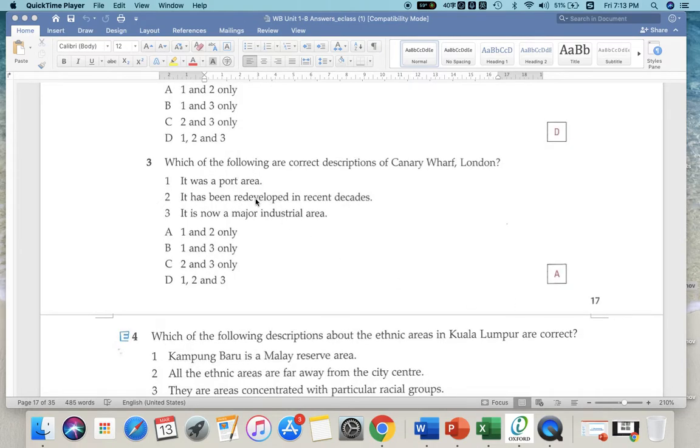And number 3, which of the following are correct descriptions of Canary Wharf, London? It was a port area, and it has been redeveloped in recent decades from an industrial area to a business and financial center. And number 3, it is now a major industrial area. Of course, it's not, because that was in the past. So now it's the financial center. So the answer should be 1 and 2 only, A.